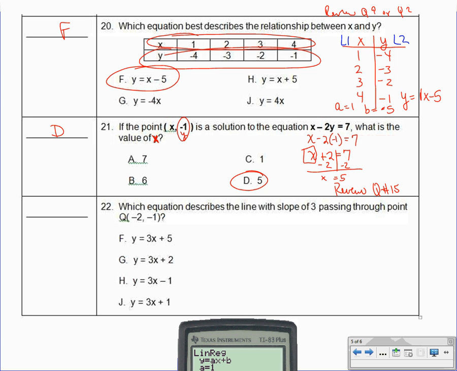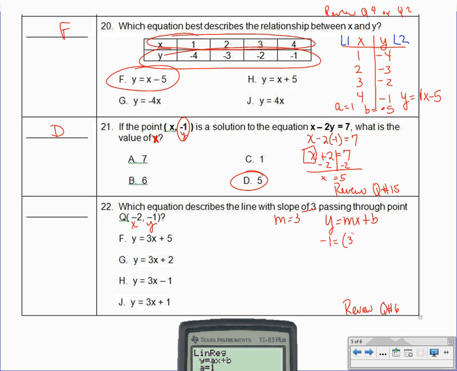Number 22, which equation describes a line with a slope of 3 passing through the point -2, -1? This is review question number 6. They're giving us a slope. That means m is equal to 3. And they're giving us a point. This is x and y. So using our slope-intercept form, we're going to plug in a value of y as -1.